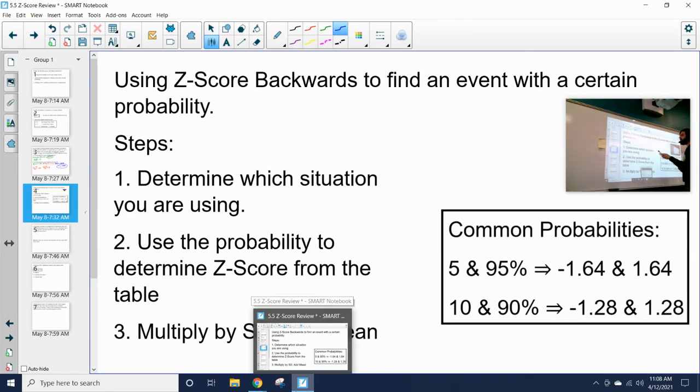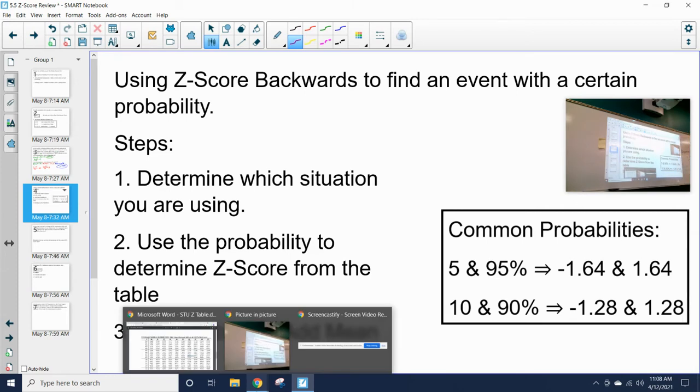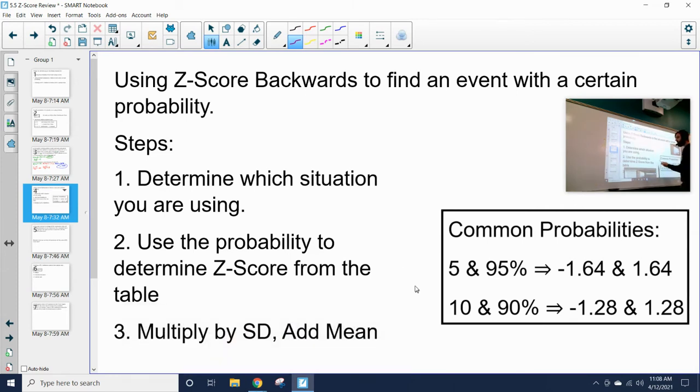It's helpful to use a normal distribution curve to map out those numbers that you need and those percentages. If that's helpful for you, that's what I would do in these examples. Step number 2 is to use the probability to determine the z-score from the table.